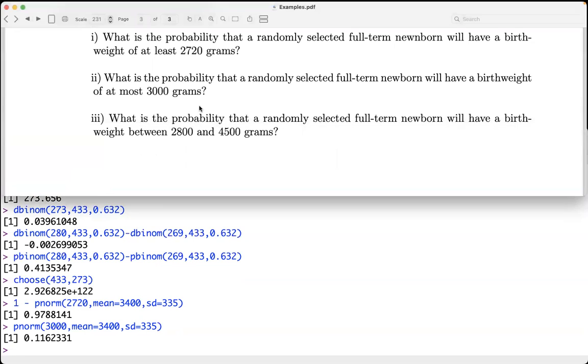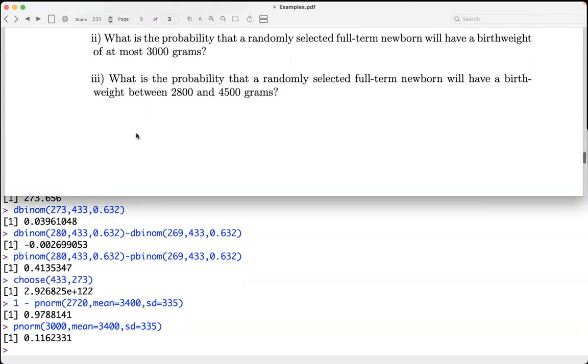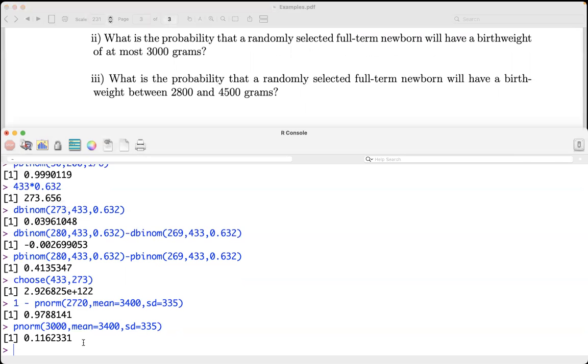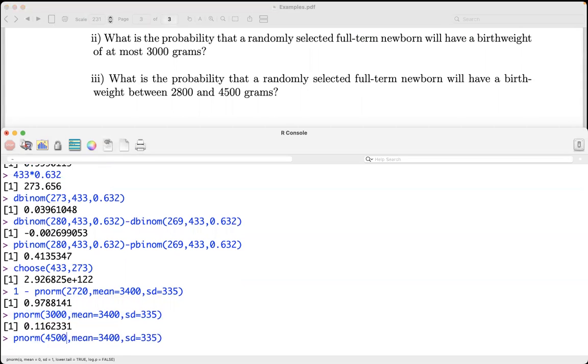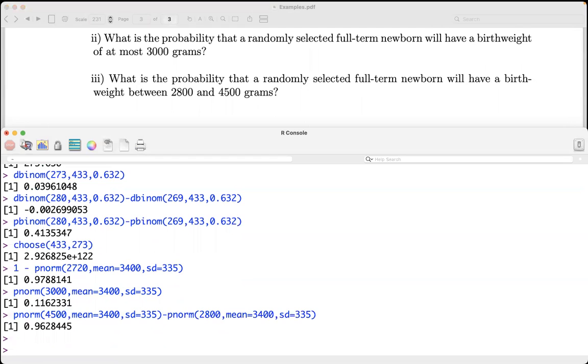Okay, and then if we wanted to find the probability that a randomly selected newborn will have a birth weight between 2,800 and 4,500 grams, this would be a big number, but we would just take those two values and subtract them. So we would take pnorm of 4,500 minus pnorm of 2,800, and this will give us a 96.28% chance. Okay, and so that's how we would do this with R.